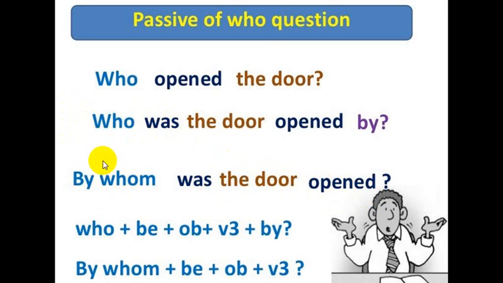By whom, it means in Arabic بواسطة من. By whom was the door opened? بواسطة من فتح الباب. So this is correct and this is correct.